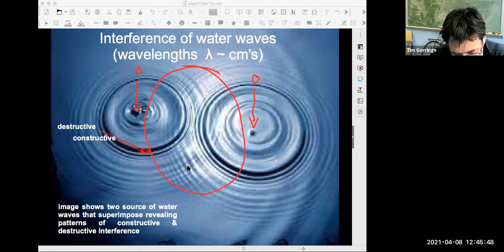And those patterns correspond to locations of constructive interference and destructive interference, where crests are meeting crests or crests are meeting troughs. And the scale of those interference patterns is determined by the scale of the wavelength of the waves. In this case, the scale of the wavelengths of the waves is centimeters from crest to crest. And so the scale of the interference pattern is centimeters too. And you see this sort of weaved pattern of constructive and destructive interference on this centimeter scale size.